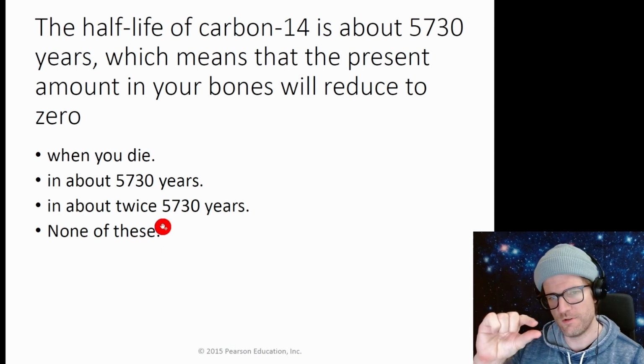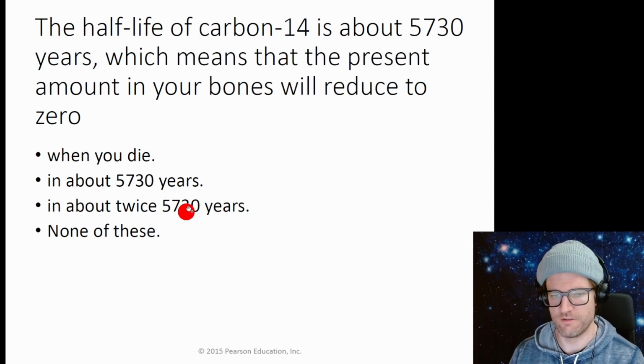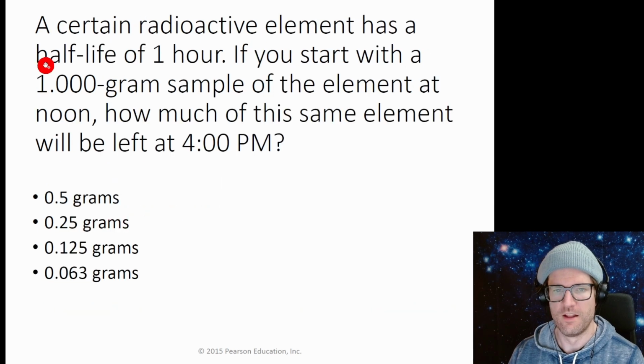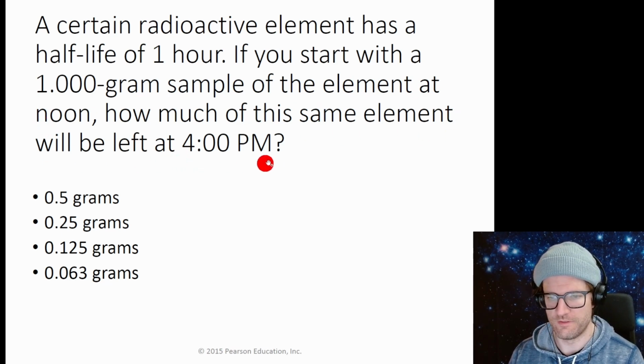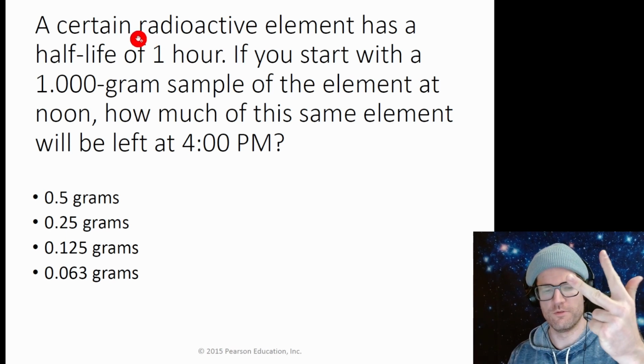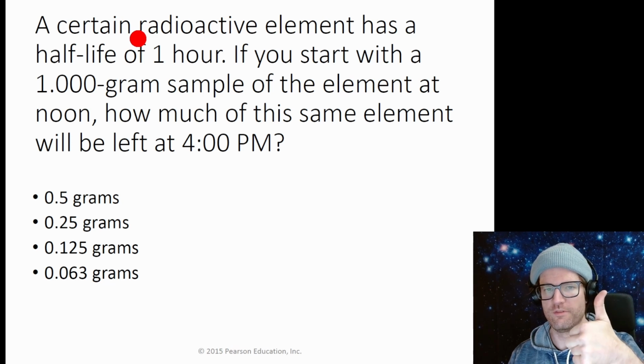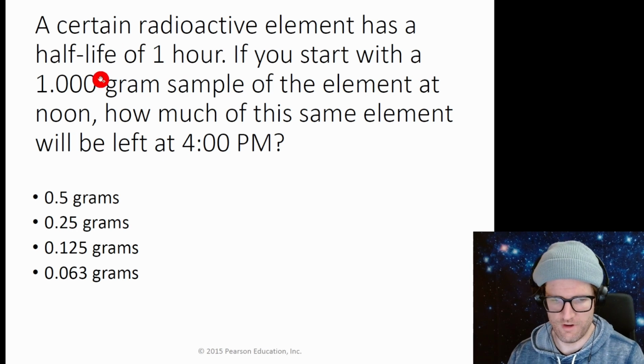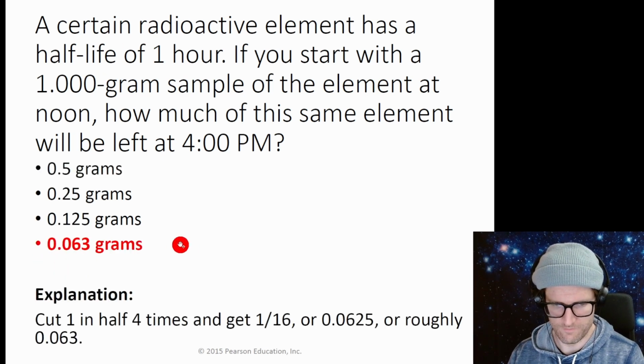It just keeps getting smaller and smaller and smaller, but it never gets to 0. A certain radioactive element has a half-life of 1 hour. If you start with a 1 gram sample of the element at noon, how much of the same element will be left at 4? So that means 1 to 2, 2 to 3, 3 to 4. That's 3 hours. So we get half, a fourth, an eighth. So an eighth of a gram is 0.125.